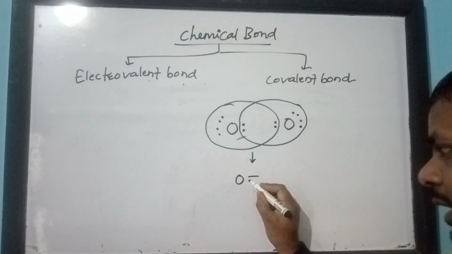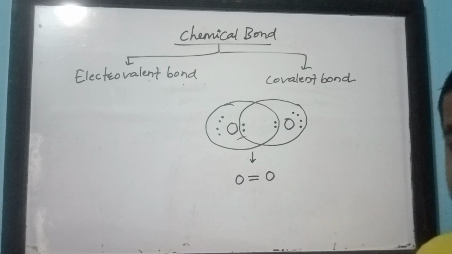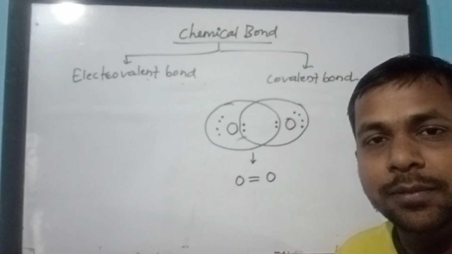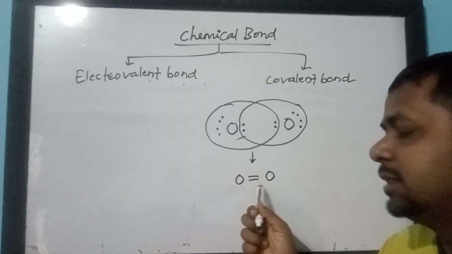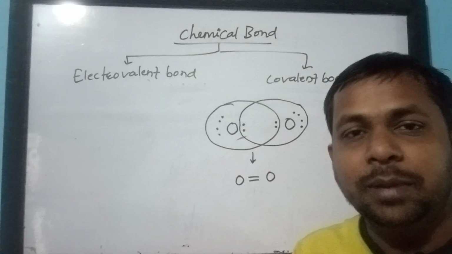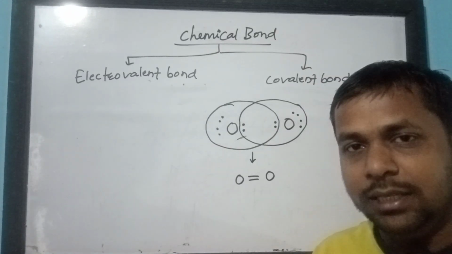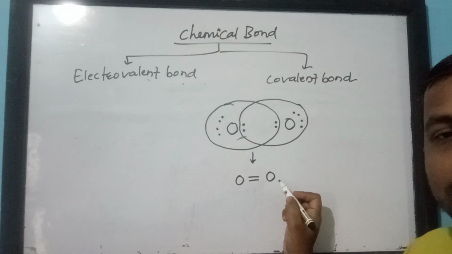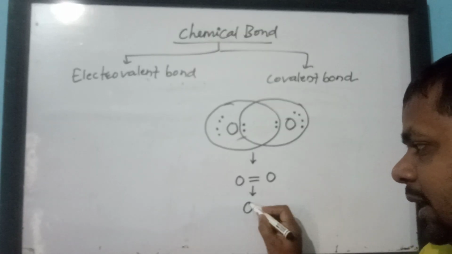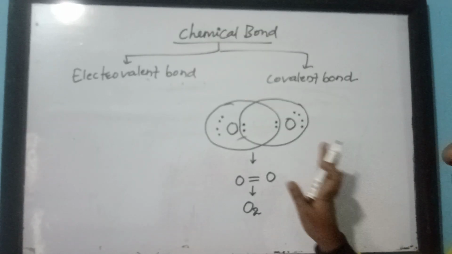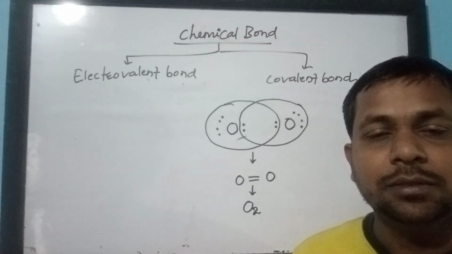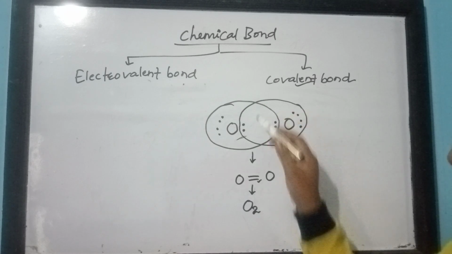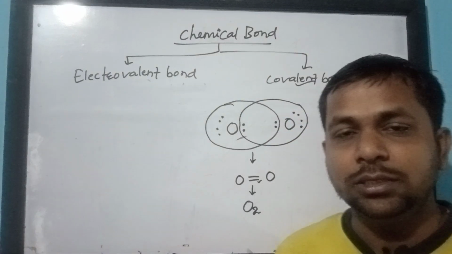These two oxygens are bonded like this. This double line indicates a double covalent bond, that is, two electron pairs are shared. If in any covalent bond one electron pair is shared, then we draw only one line. Here a double covalent bond is formed, and finally we can write it like this. Then we can say this is the molecular structure of the oxygen molecule where covalent bond is present. This is covalent bond. I hope you have understood this.